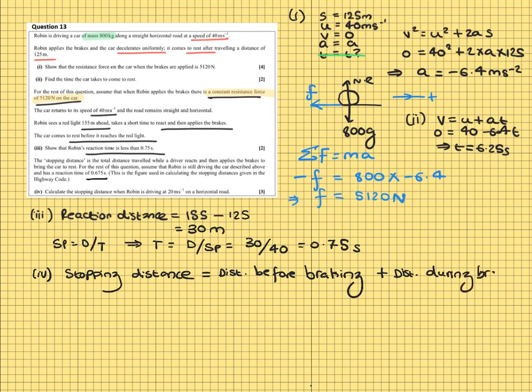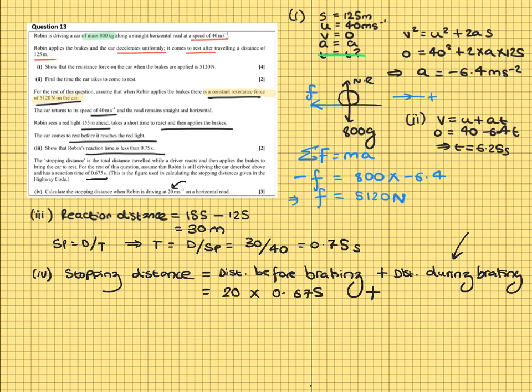during the braking process. Now, the distance travelled before braking: speed equals distance over time, or distance equals speed times time. Well, we know that the speed is 20 metres per second. Multiply that by the time, the reaction time. Remember, we said this is the reaction distance first of all, so that's 0.675 seconds. And then we need to add the distance travelled during the braking process. Now, that is going to require the use of a SUVAT equation.